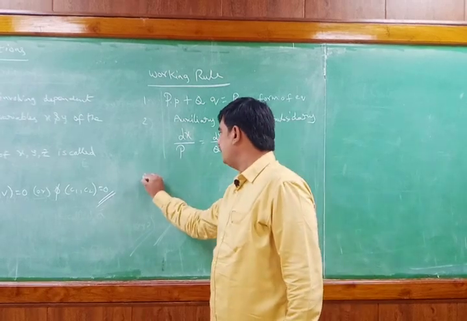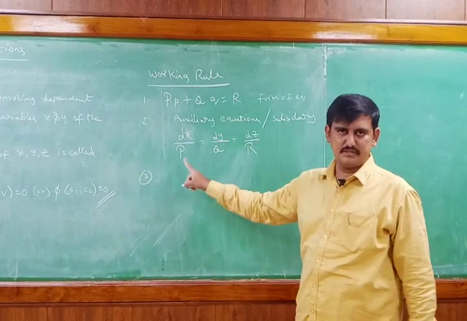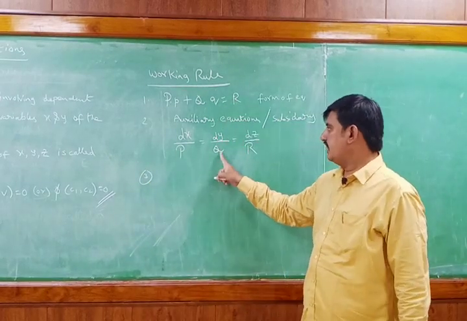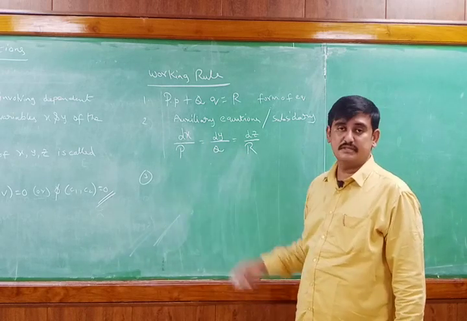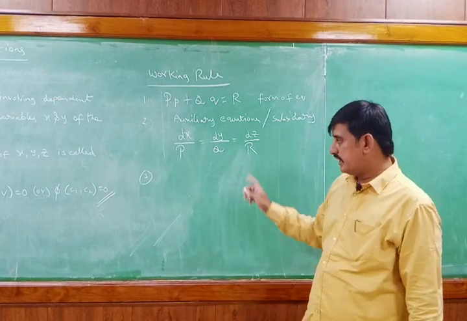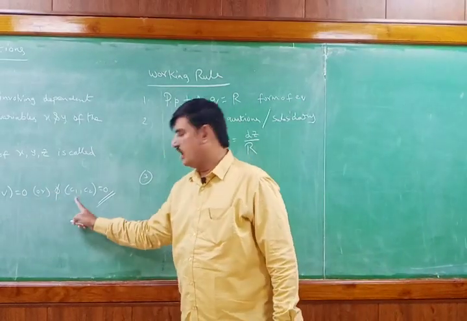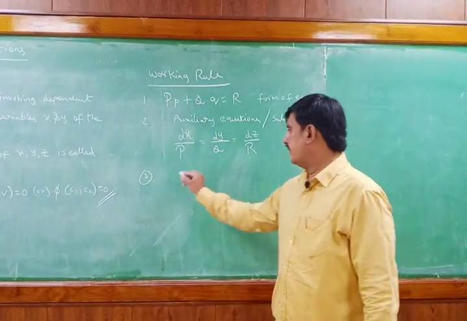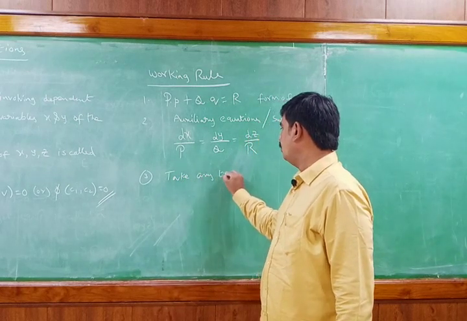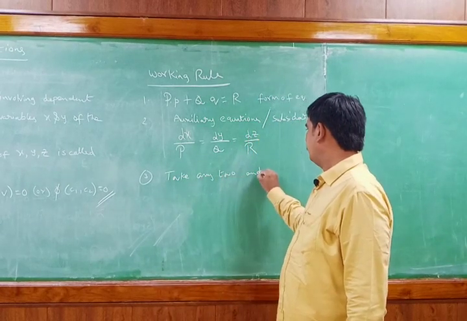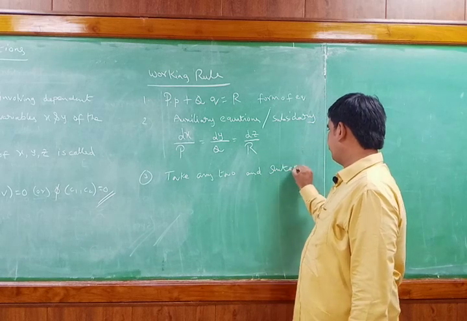Then what is step 3 here? Take any two equations and solve for x and y. Take any two equations and integrate. We get the values u comma v, or c1 comma c2. Take any two and integrate.